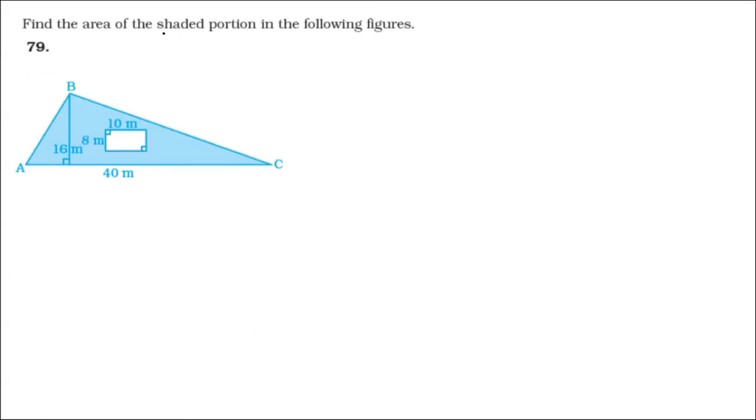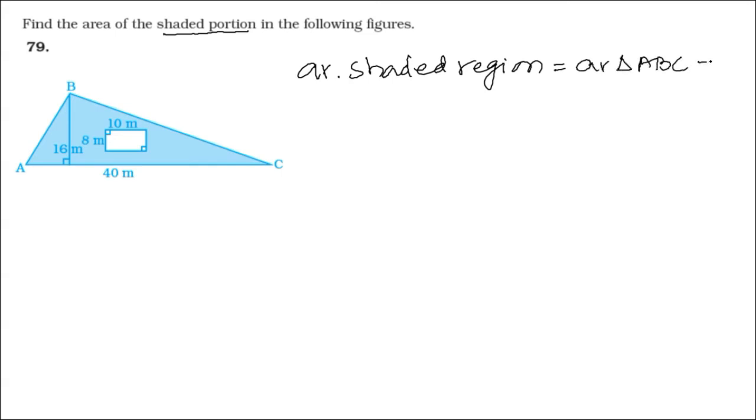Question number 79. We again need to find the area of the shaded portion. Here the shaded portion is the complete triangle, but this rectangular part has to be subtracted. So the area of the shaded region is the area of triangle ABC minus the area of the rectangle.